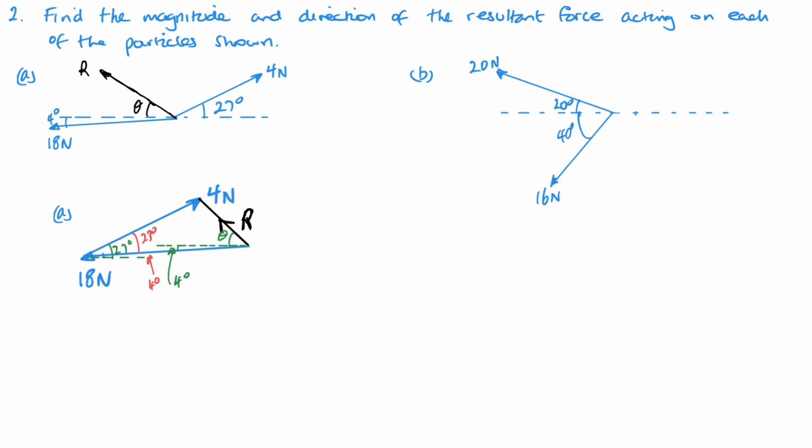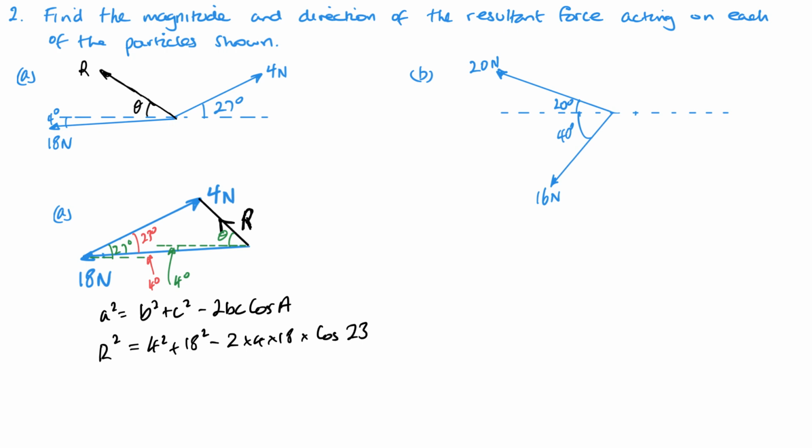That'll enable me now to find my missing angle and my missing side. For the missing side, I need to use the cosine rule. So, a squared equals b squared plus c squared minus 2bc cos a. If this a is going to be my r, then it's going to be equal to 4 squared plus 18 squared minus 2 times 4 times 18 times cos 23. From this I can work out what r is, and this is 14.4 newtons to 3 significant figures.